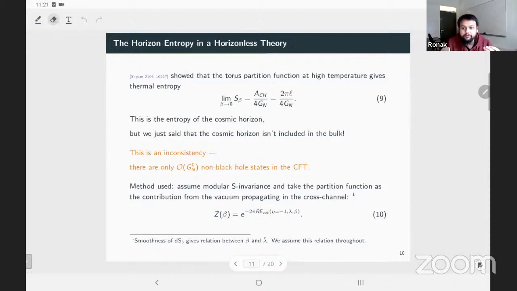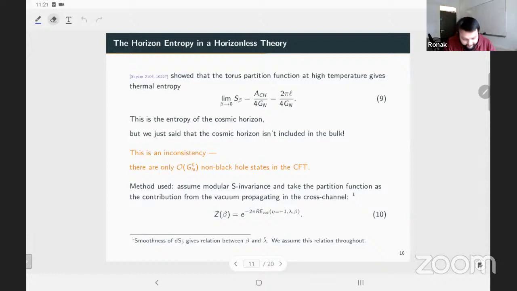Not only is this weird, this is inconsistent, because as I mentioned, the number of states of delta less than C over 12 do not scale with G Newton. They're order G Newton power 0. But this entropy is order 1 over G Newton. So there's much more entropy than states. And this is a torus partition function. It should have a state counting interpretation.